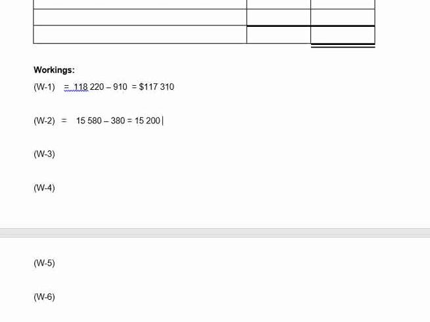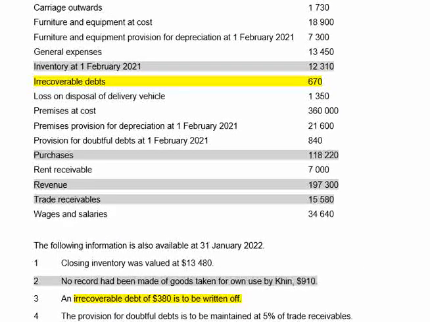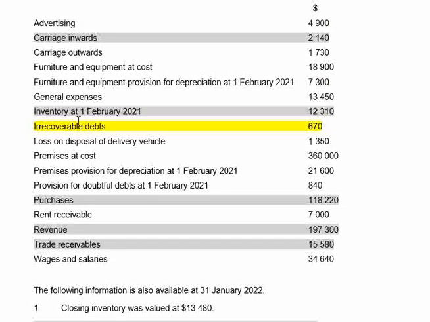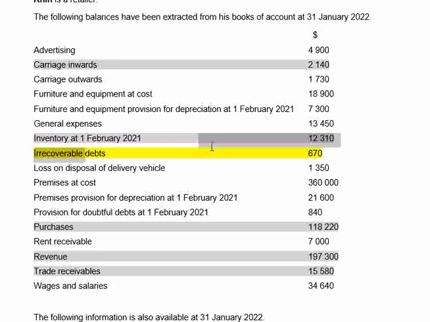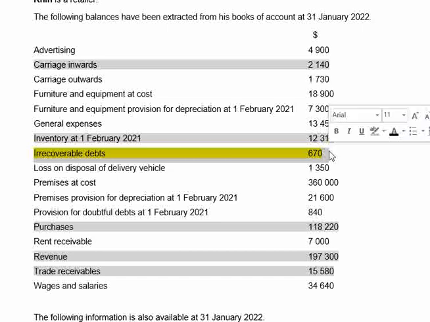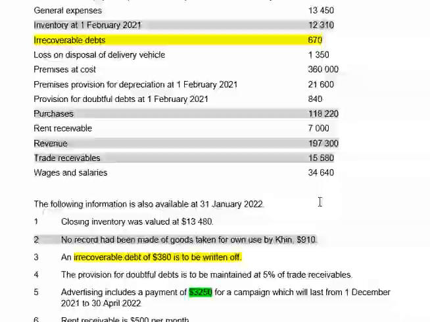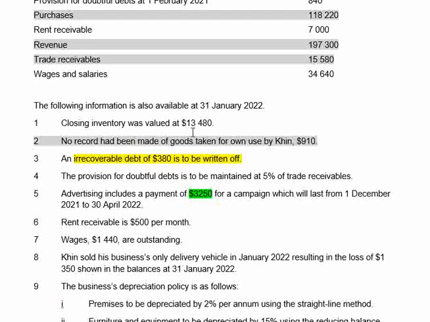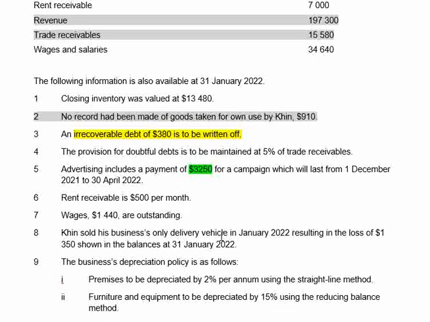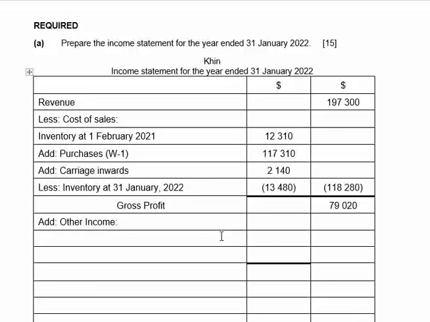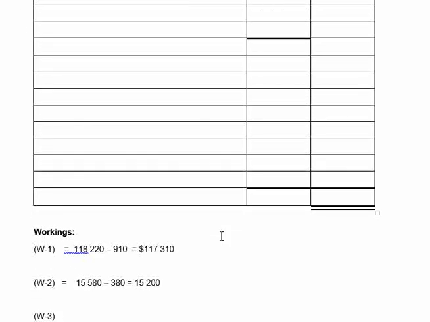This is 15,200. Always remember that irrecoverable debts which have been listed out in the question, like this irrecoverable debt of 670, you will not subtract from trade receivables. Why? Because these already have been adjusted in the ledger accounts. We will only take those irrecoverable debts which are given in the additional information. So we will subtract only these irrecoverable debts from trade receivables in order to find out our provision for doubtful debt at year end. So we are going good.